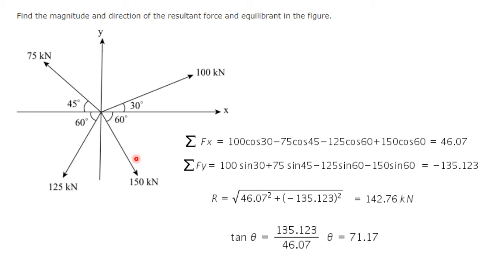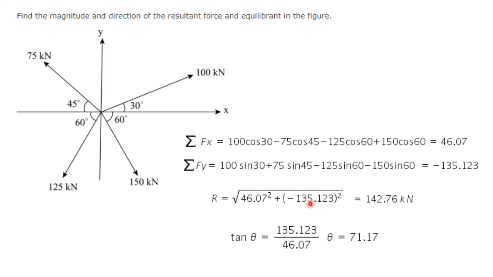Similarly, the 150 Newton, the 60 degree is given with the x axis, and if I rotate towards the x, it is directed towards the right, so it is positive, and the value will be cos 60. And if I rotate towards y, the direction will be towards down, so it is negative, and the value will be sine 60. If you solve it, you will get the net x force is equal to 46.75, net y force is equal to minus 135.12.